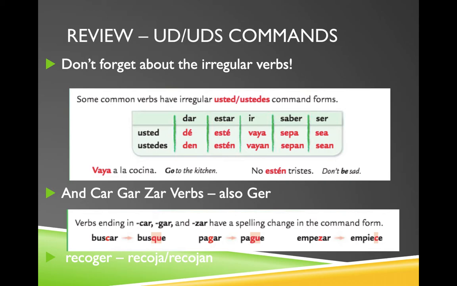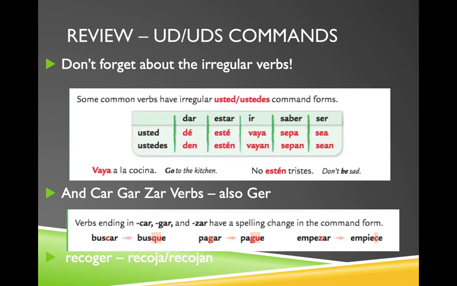Examples: vaya a la cocina, go to the kitchen. Don't be sad: no estén tristes. All right, again, we did these with the negative tú forms. They all just had S's at the end of them. They're using the he, she, or the ustedes.